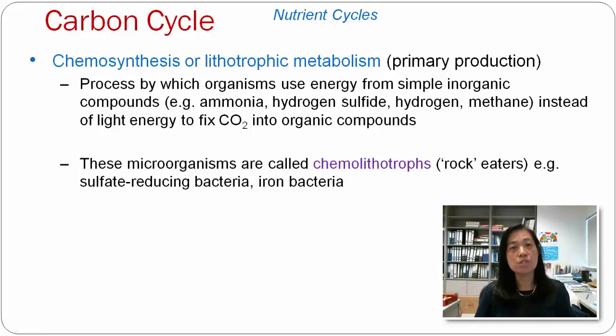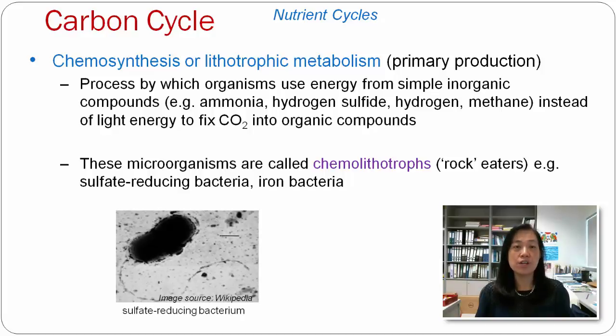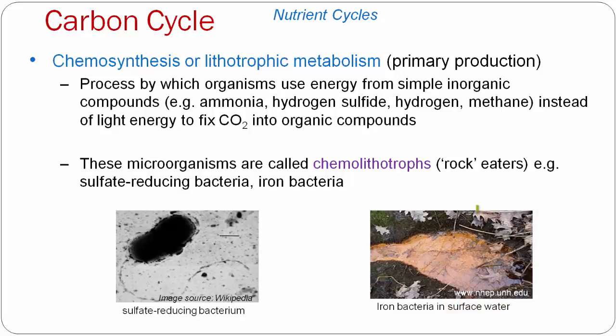The microorganisms which carry out this process are called chemolithotrophs, or literally rock eaters, and these include the sulfate-reducing bacteria as well as iron bacteria. Both these bacteria can be found in natural environments as well as in wastewater treatment plants where they are used to help break down waste materials.